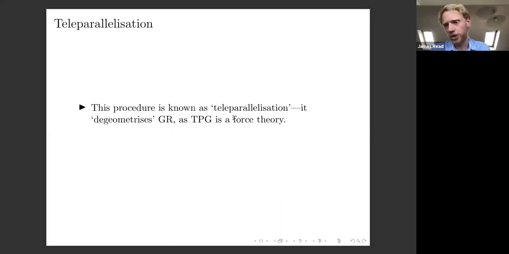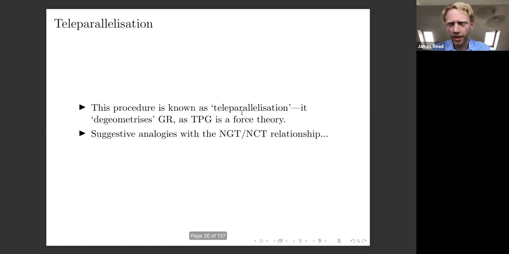And it degeometrizes general relativity. It turns a geometrized theory into a force theory, just like Trautman recovery degeometrizes Newton-Cartan theory. So there are suggestive analogies with that Newton-Cartan theory, Newtonian gravitation theory relationship.